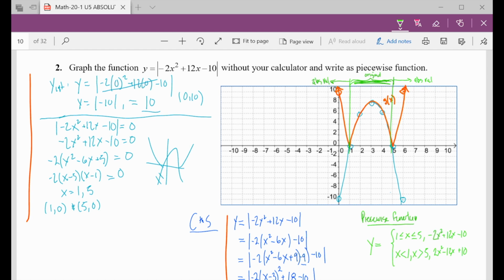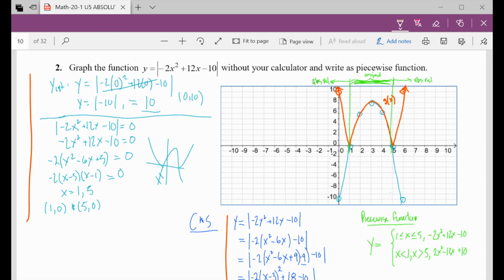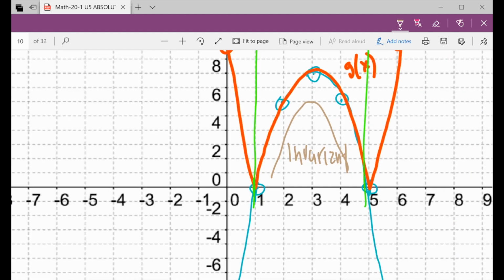And remember now that invariant points are all around us. Let's choose a color we haven't used yet. Let's choose brown. Okay, this part of the graph here is invariant. They don't change. And the two most important invariant points, the two most important points that do not change, are going to be those x-intercepts.